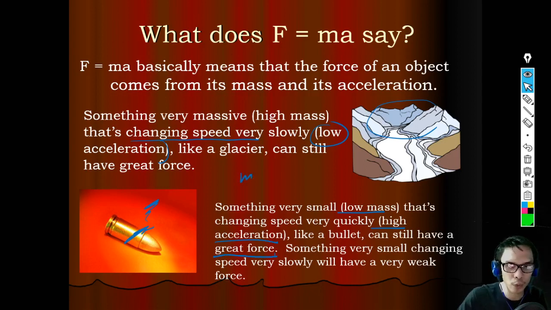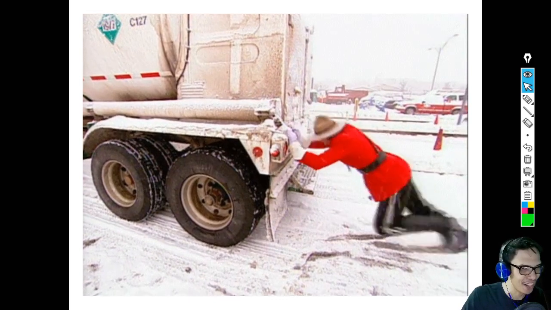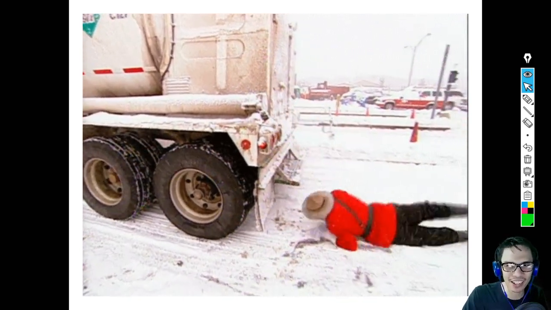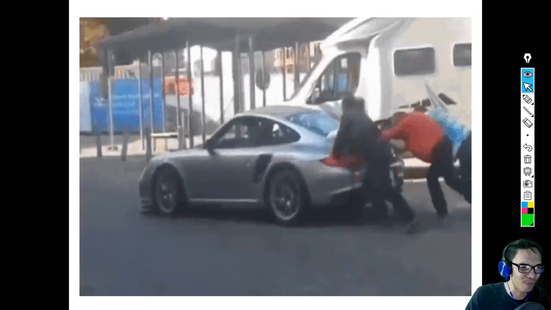But a small object that is moving or accelerating very slowly has less force as well. So please take note of that. The only thing that will make a small object achieve a greater force is to accelerate it very, very fast. Just like in this GIF image, the man doesn't have enough force to push the massive truck on the left. Next one.